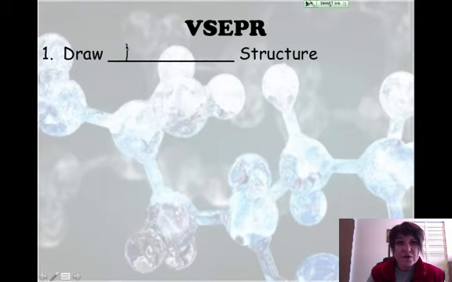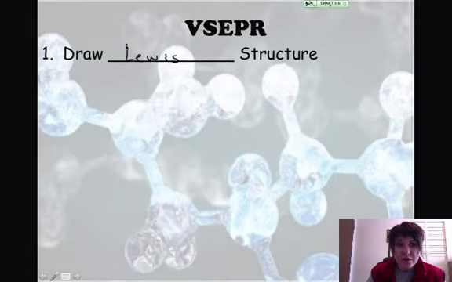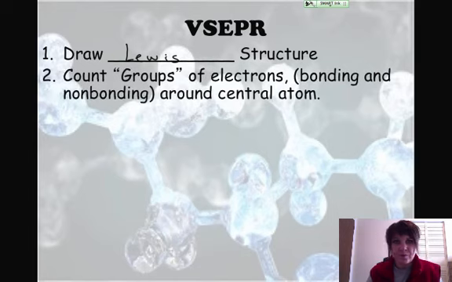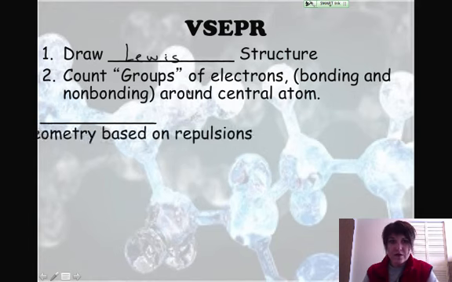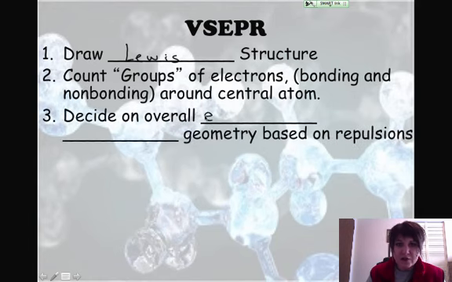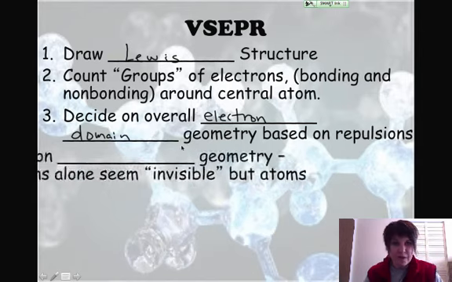So we start by drawing the Lewis structure of the molecule. When that's done, we'll count the groups of electrons, those that are bonding or non-bonding. We call these electron domains. So we decide what the electron domain geometry is based on all the repulsions between the electrons in their different locations around the central atom.